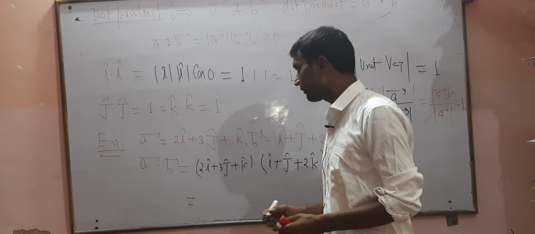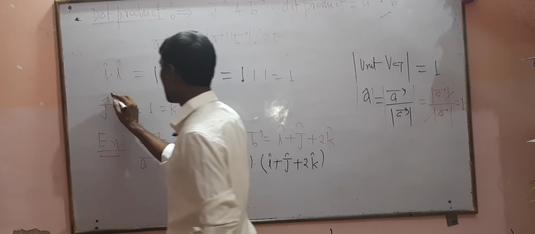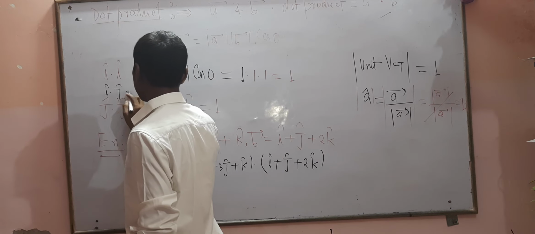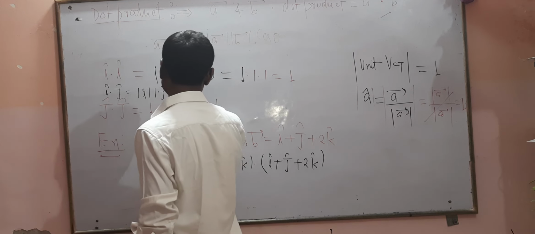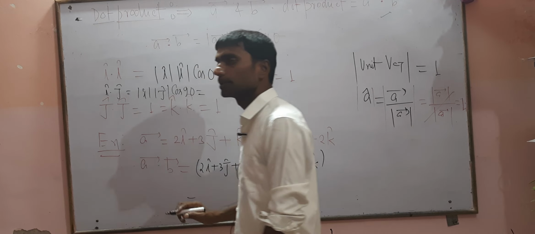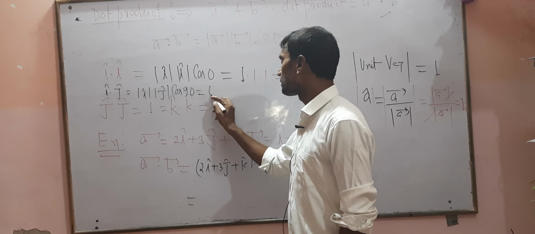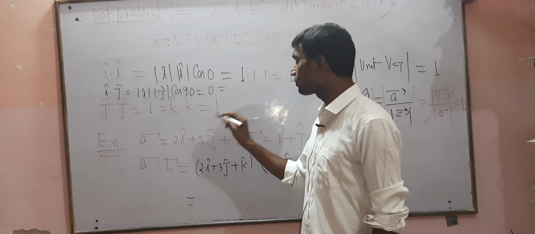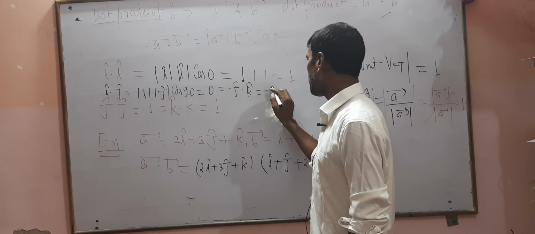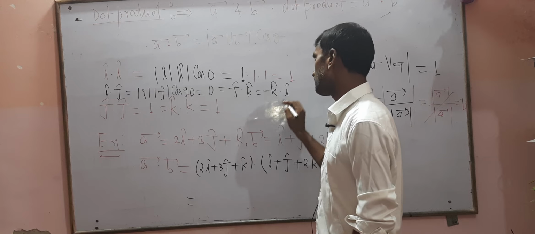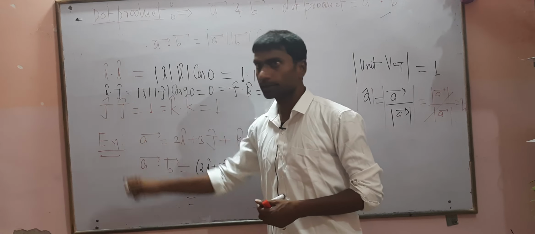Implies multiplying of numbers. Also write some important points. What will i dot j be? i dot j equals mod of a i cap, mod of a j cap, into cos of 90 degrees. Mod of i is 1, mod of j is 1, cos of 90 degrees is 0. Implies that i dot j equals 0. Similarly, j dot k equals 0, and k dot i equals 0. Or we can say i dot k is 0, k dot i is 0, j dot i is 0.